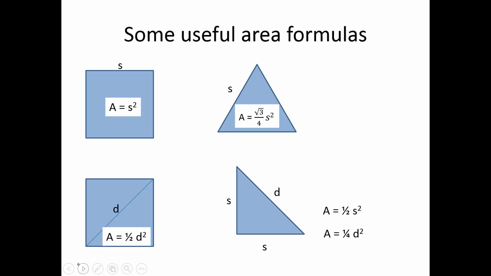All right, so these are going to be some useful area formulas for you. This is one we actually derived in the triangle problem we did, but if s is the side length, then you can do √3/4 s squared for the area of an equilateral triangle. If you have the side length of a square, obviously the area is s squared. If you have the diagonal of a square, this is important for one of your problems, you can get the area with a little shortcut, 1/2 d squared. And then if you have an isosceles right triangle, it's 1/2 base times height, which would be 1/2 s squared, or you can do 1/4 d squared using the diagonal as well.